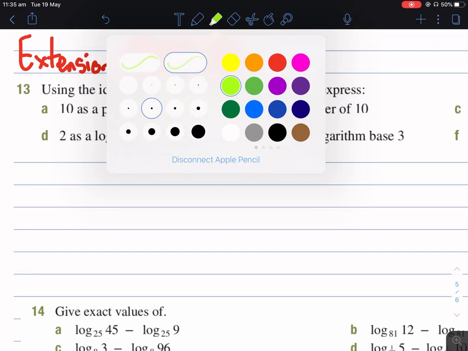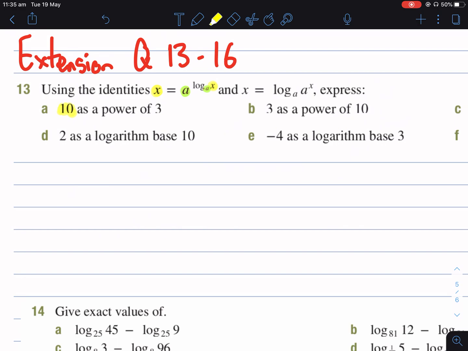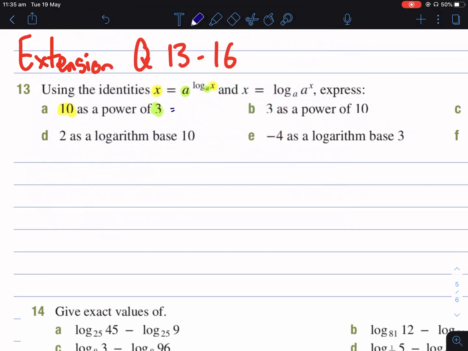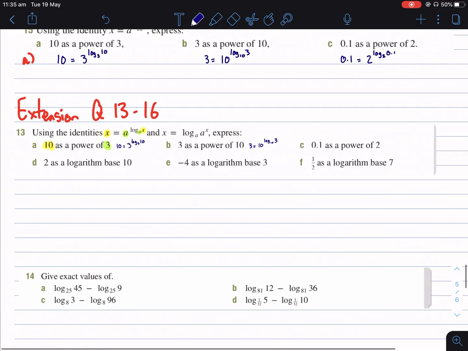So this one, we want 10 as a power of 3, which means 10 equals 3 to the log base 3 of 10. It's just a weird way of rewriting it, and this one's the other way around. 3 equals 10 to the log base 10 of 3. This one, 0.1 is 2 to the log base 2 of 0.1.